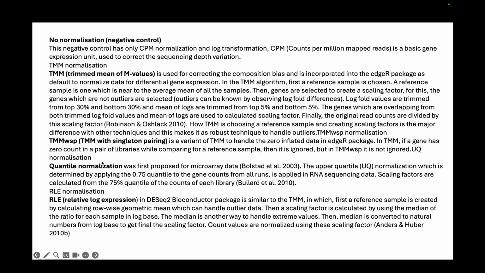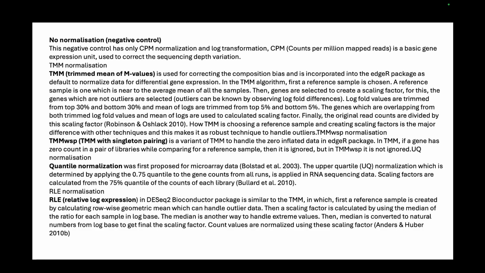Next, this is quite a commonly used method for in-between sample normalization, which is known as the quantile normalization. So upper quantile normalization is determined by applying the 0.75 quantile to the gene counts from all runs, and it is applied to RNA sequencing data. The scaling factors are calculated from the 75th quantile of the counts of each library. So basically you remove the outliers above the 75th percentile, and then you calculate the scaling factor from the rest of the counts for each library.